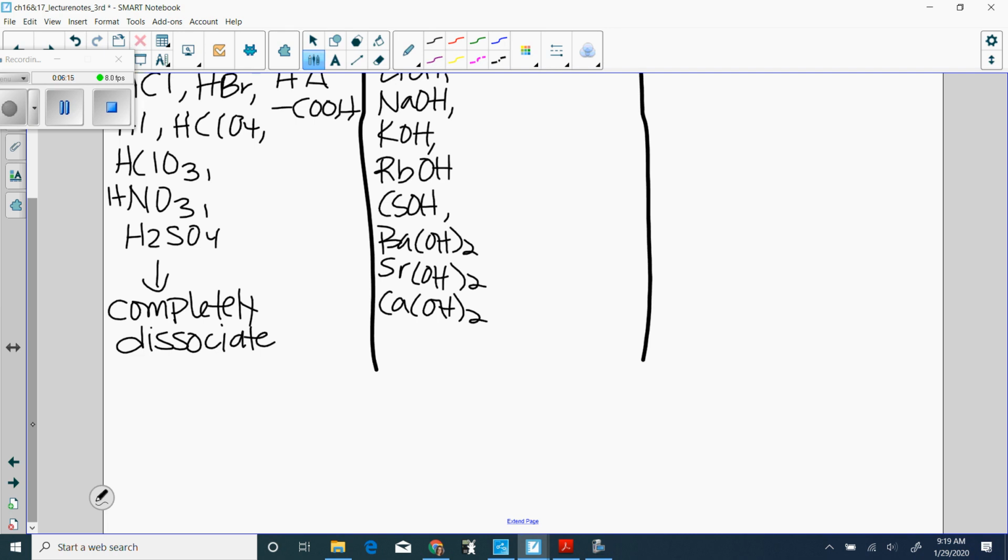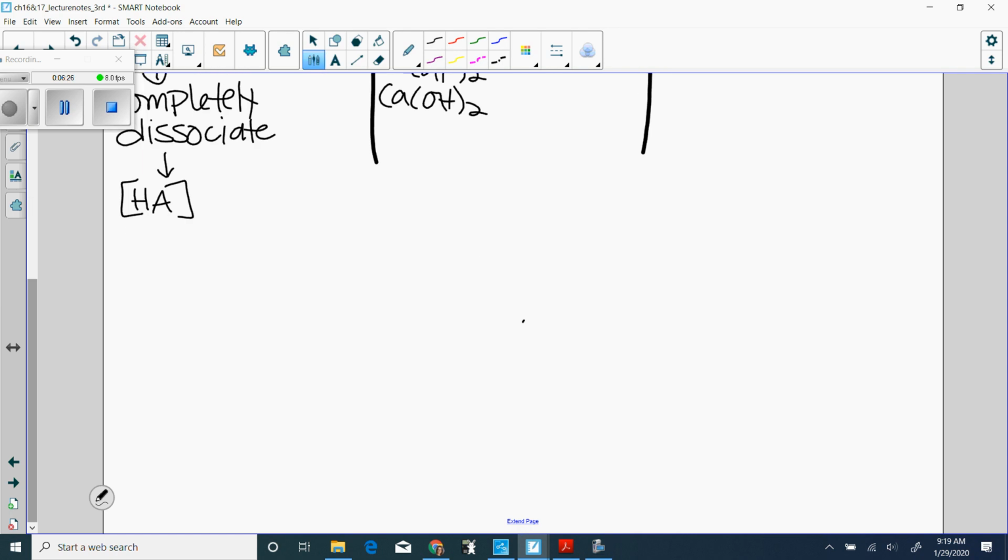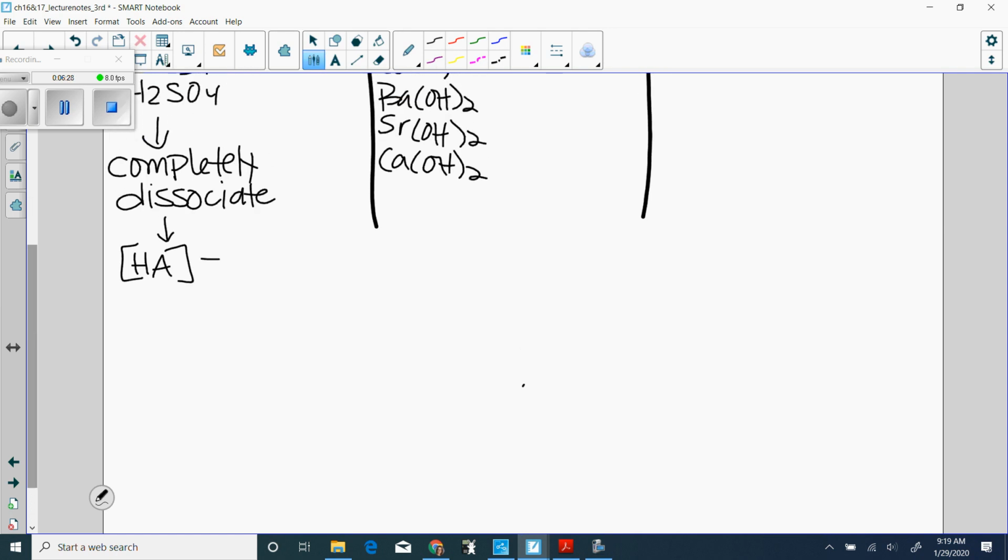Completely dissociate means that the concentration of the acid, whatever it is, 0.1 molar, 2.0 molar, 0.75 molar, is going to be the same thing as the concentration of the hydrogens. They all got torn off. They're not the same thing, they're not the same molecule, but there's the same amount of them.